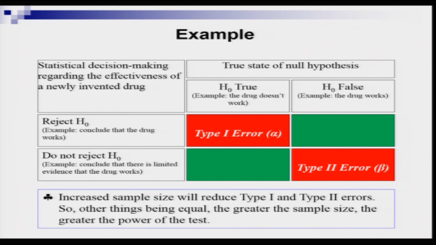So what could be a remedy for these type 1 and type 2 errors? Can we do something to put a check on the probabilities alpha and beta? Yes, of course, the remedy is very simple, but it is costly. You have to increase the sample size. An increased sample size will reduce the probability of type 1 and type 2 errors. So, other things being equal, the greater the sample size, the greater the power of the test.